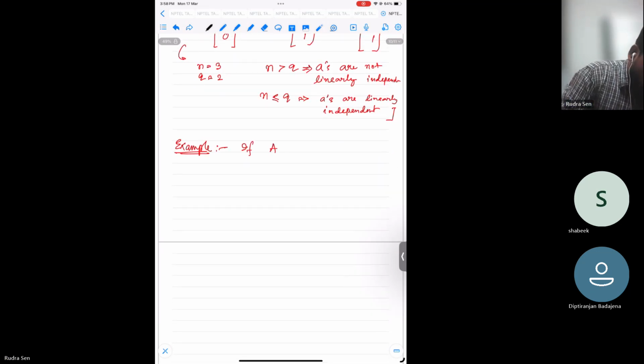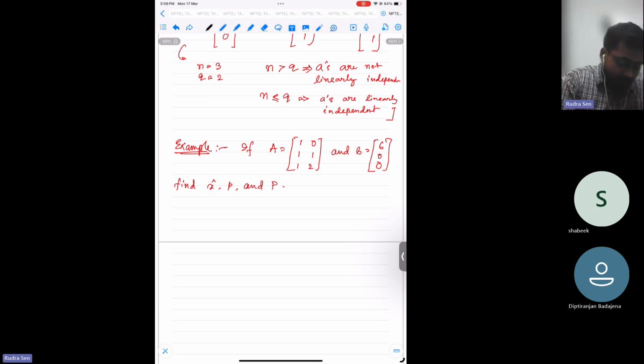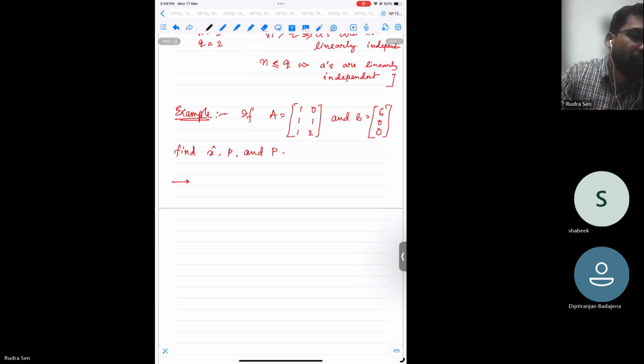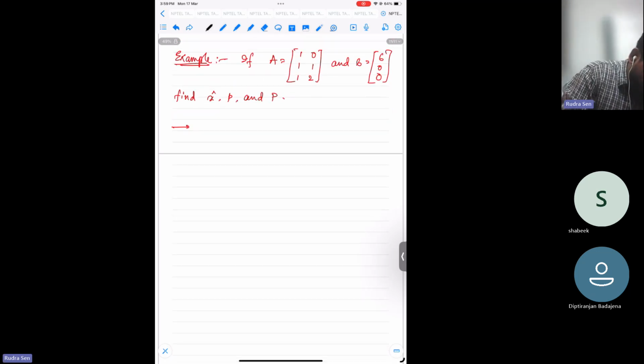So, straightforward, basically: if A is equal to [1 0; 1 1; 1 2], and B is something like [6; 0; 0], find the exact small p and capital P. So we have A as a tall matrix.